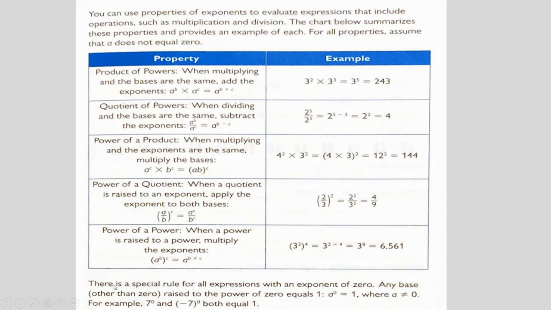There's a special rule for all expressions with an exponent of 0. Any base other than 0 raised to the power of 0 equals 1. So if you have -7 to the 0 power, it would equal 1. Also, if you had 7 to the 0 power, it would equal 1. So 0 is kind of like that special number.